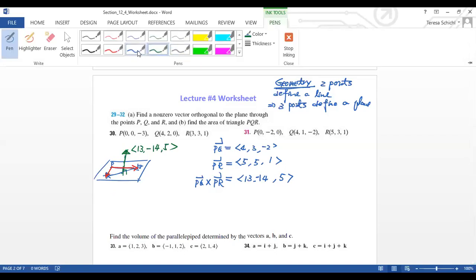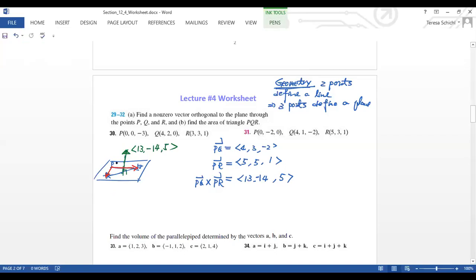But we know from geometry, 3 points uniquely define a plane. That means these 3 points are on the same plane here. So if this vector is perpendicular to those vectors, of course, this vector is perpendicular to the plane here, right? So this is part A.